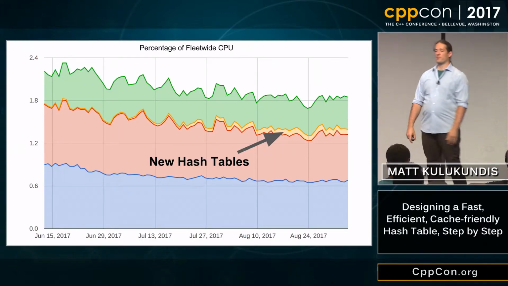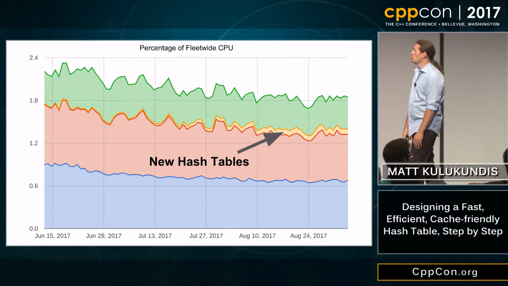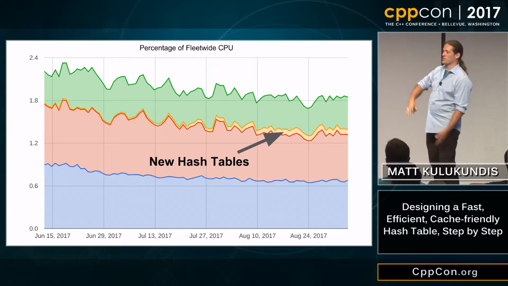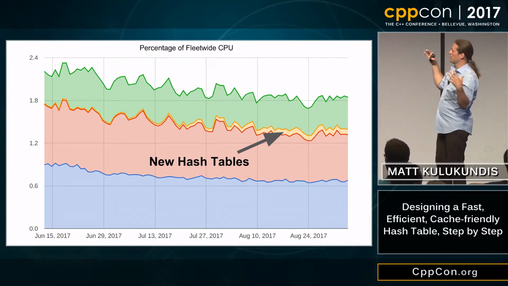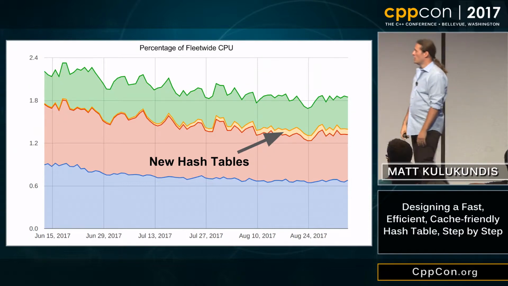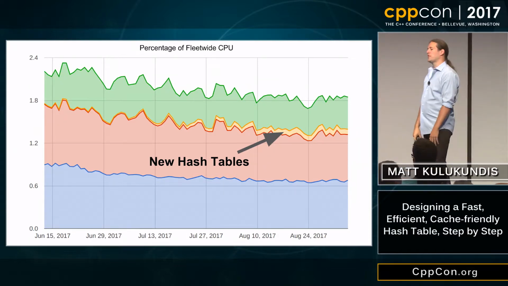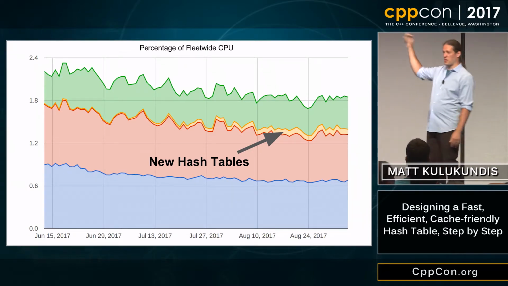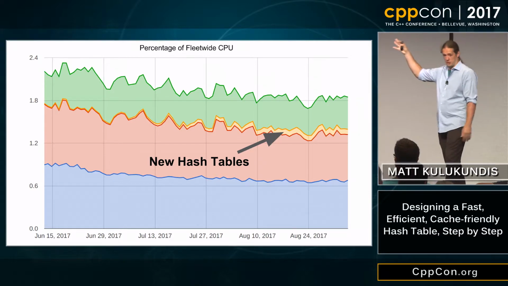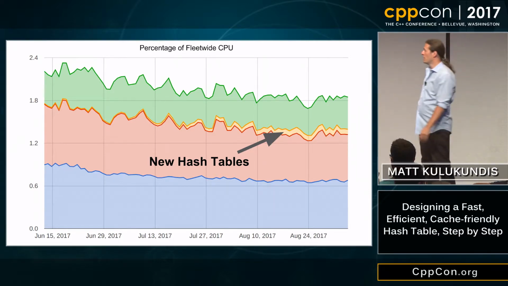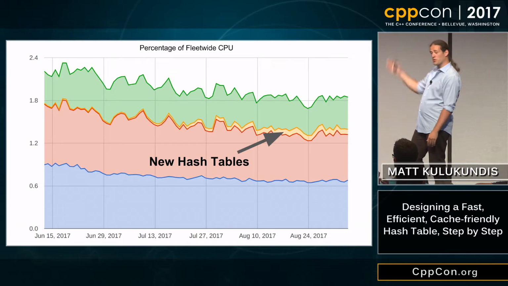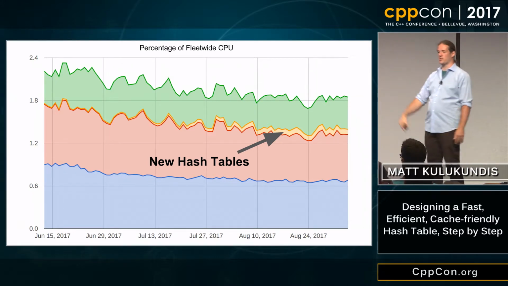This is a percentage of fleet-wide CPU that is consumed by hash tables. This is a stacked graph. So what you want is you want to notice that we're going down and to the right. That means we are using less fleet-wide CPU. It's about 0.5% of fleet-wide CPU that has gone down from these migrations. And this is our live sampling profiler in prod. This is like God's truth as near as we can tell it. If you're wondering about the colors, the blue is std::unordered_set, the red is dense_hash_set, the yellow is our new hash tables, and the green is __gnu_cxx::hash_map.